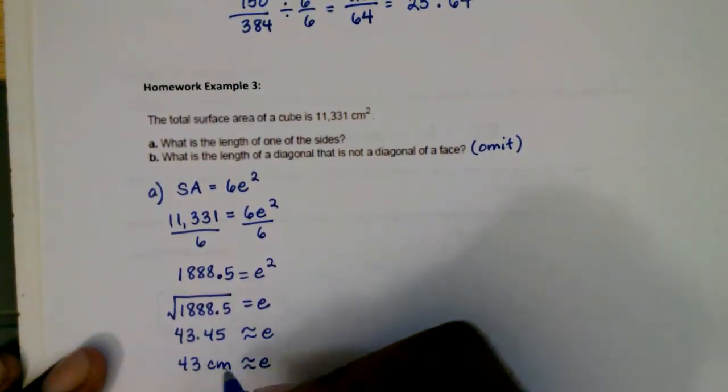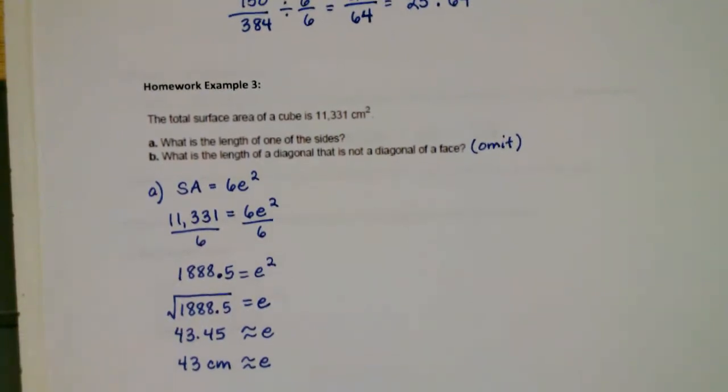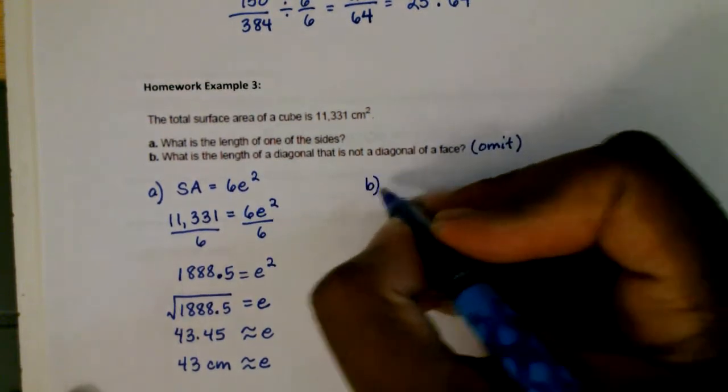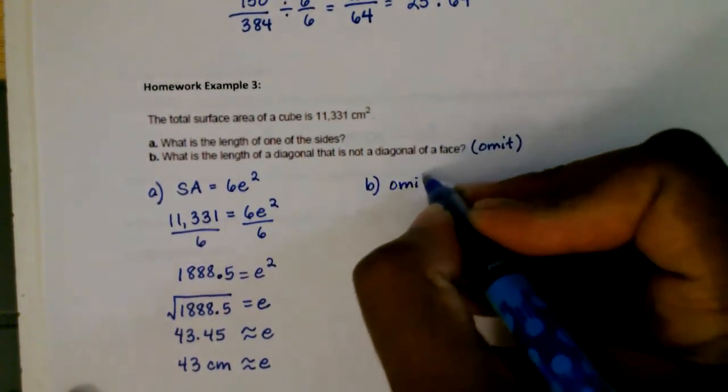And this will be in centimeters, since the surface area is in square centimeters, the edge of that cube has to be in centimeters. So the edge of that cube will be approximately 43 centimeters. Okay. Part B, I'm omitting.